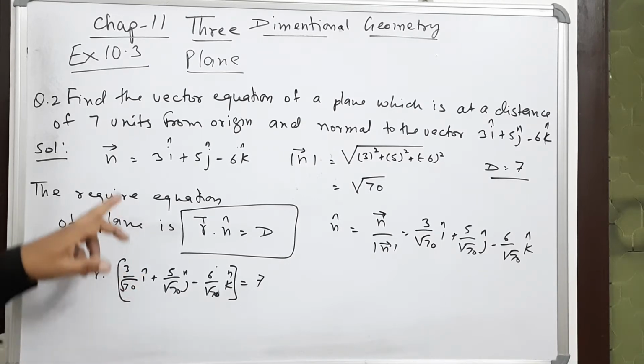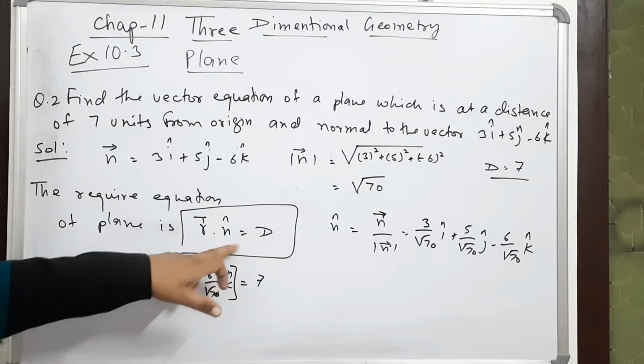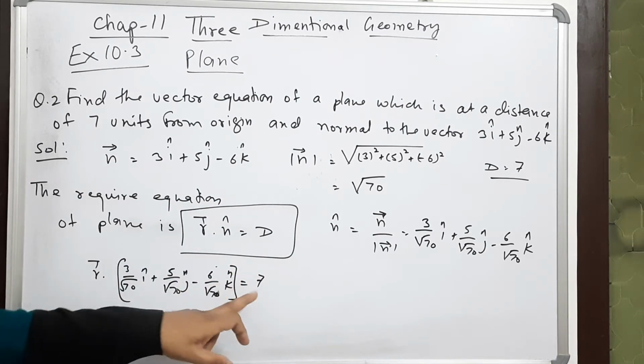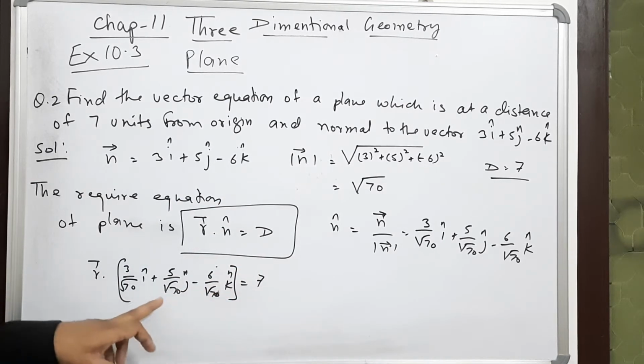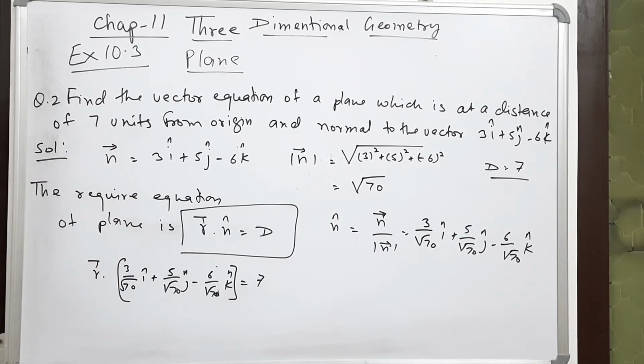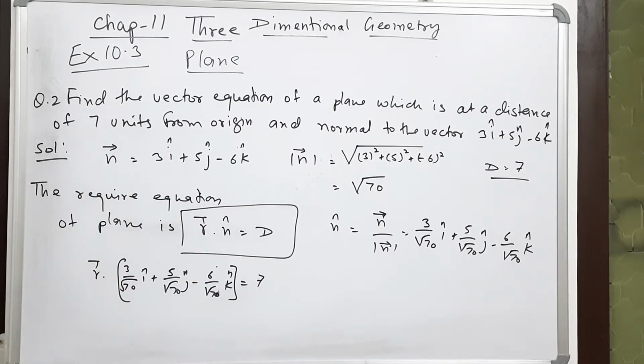Why is it? Because we are using a unit vector in the direction of the normal, and d is the distance of the plane from the origin. This is the distance of the plane from the origin and this is the unit vector in the direction of the normal. So in this way, this is the first form of the equation of the plane and that is the normal form. See the next one.